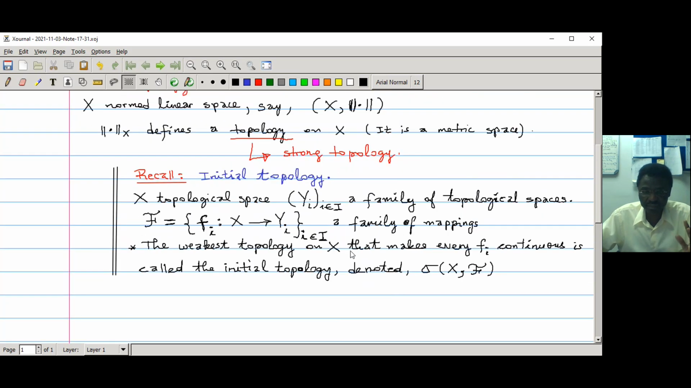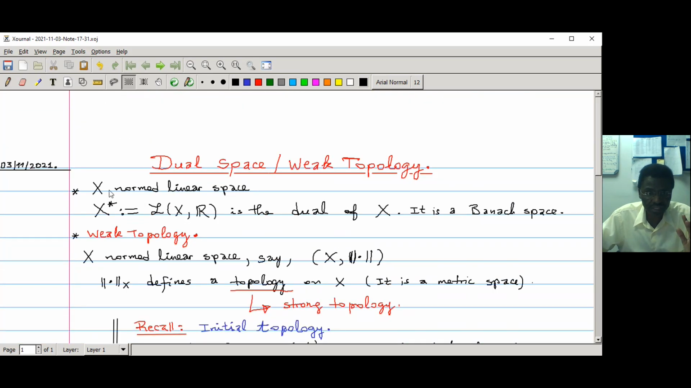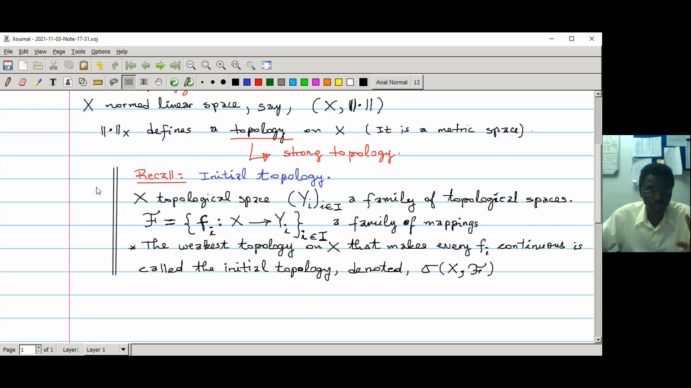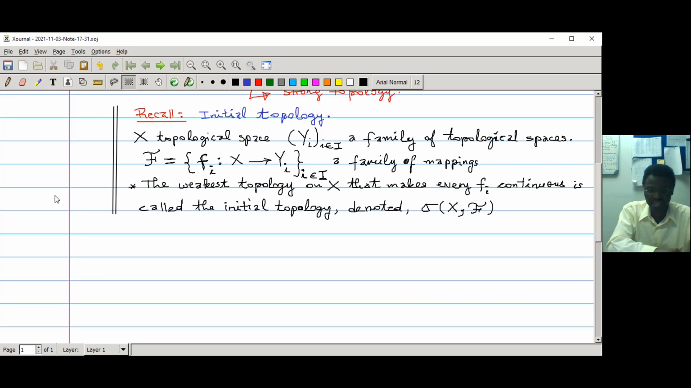Now we want to define a new topology on this X, the weak topology, and that weak topology will be defined like this. You will see we will use exactly the same symbol, sigma, but now we will call it sigma(X, X star). This is how we will call our weak topology, which is a kind of initial topology. But we need to define this family because we don't have this family yet. And this family F will be this X star.